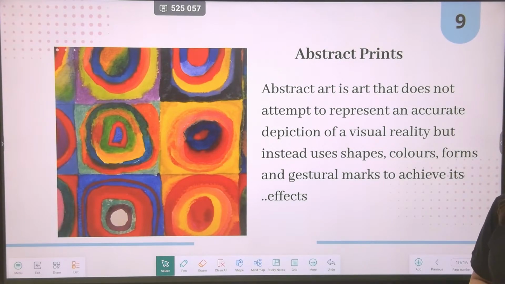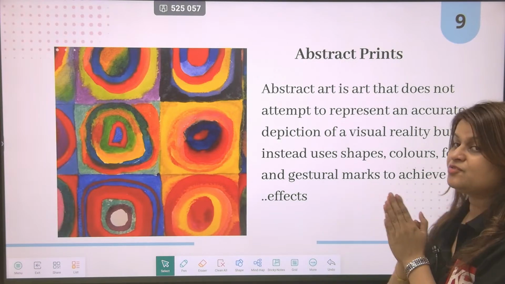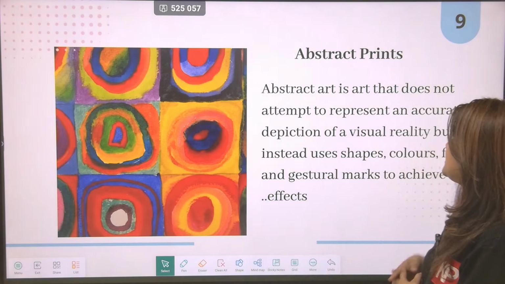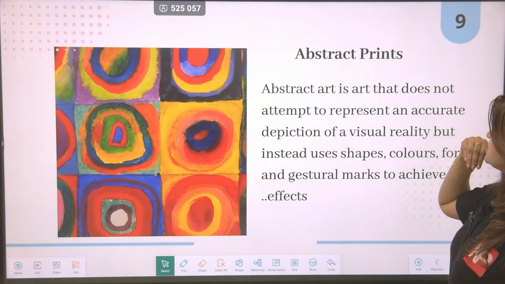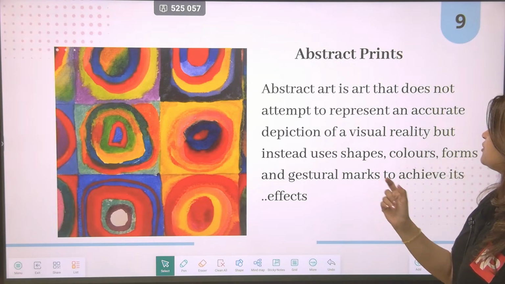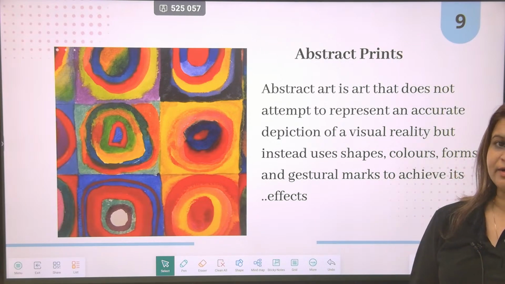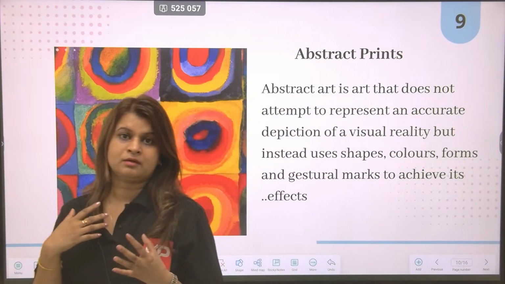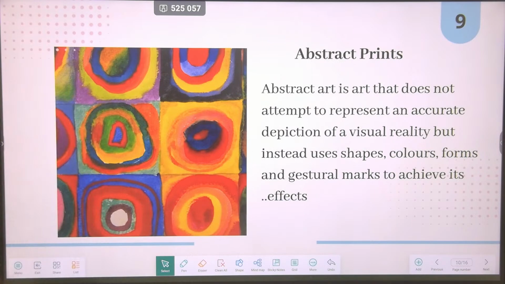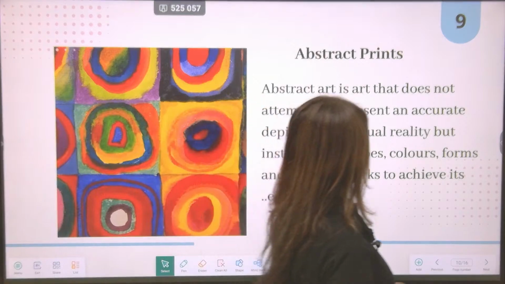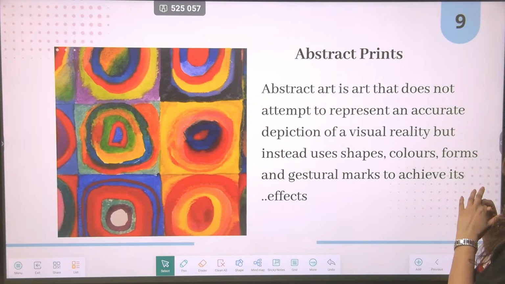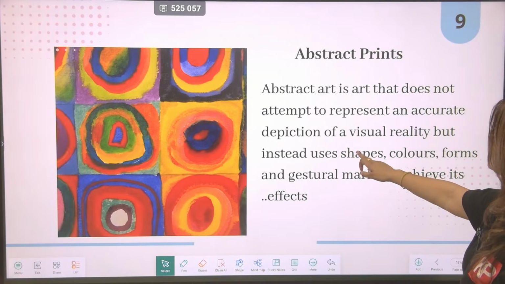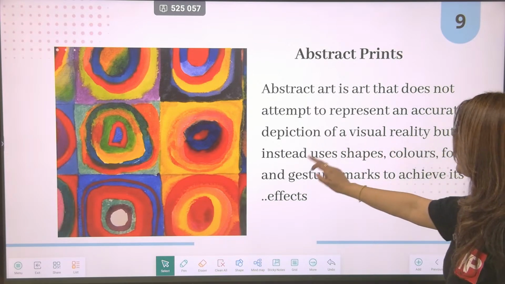Next is abstract print. A lot of students love abstract print because it gives them the freedom to experiment. Abstract art is an art that does not attempt to represent an accurate depiction of a visual reality. So here you don't have to make anything real, you have to repeat a particular aspect or element in your own way. It does not represent visual reality but instead uses shapes, colors, forms and gestural marks to achieve its effect.